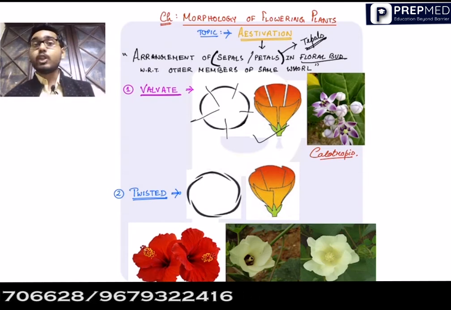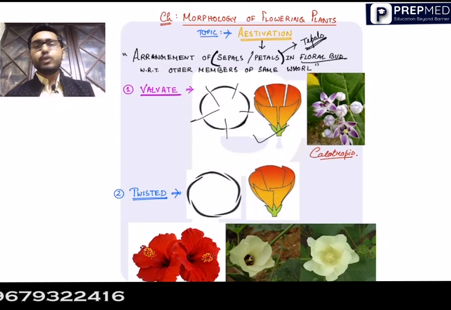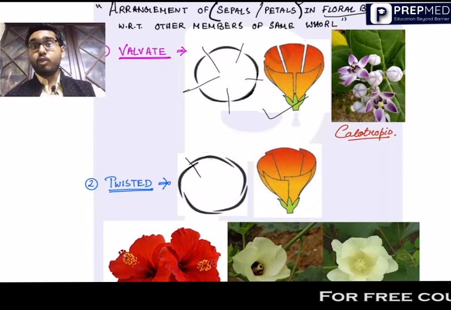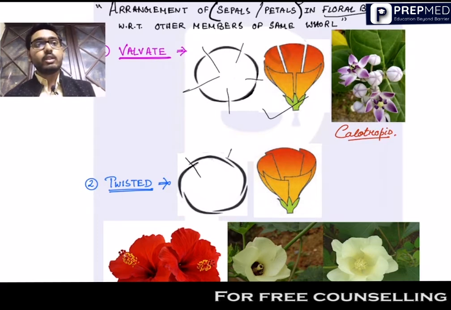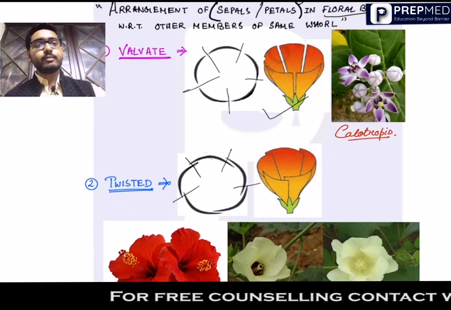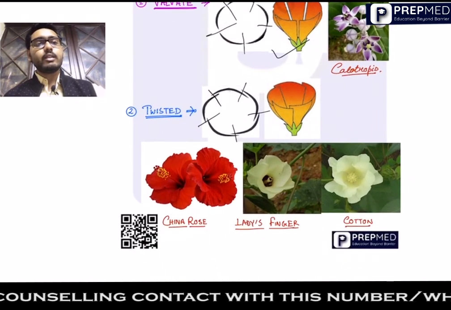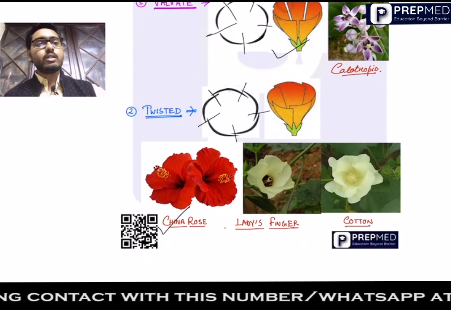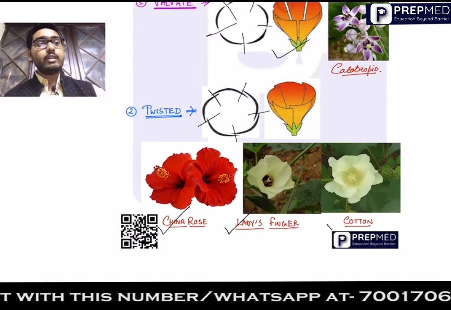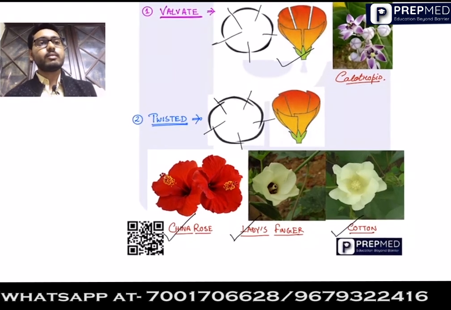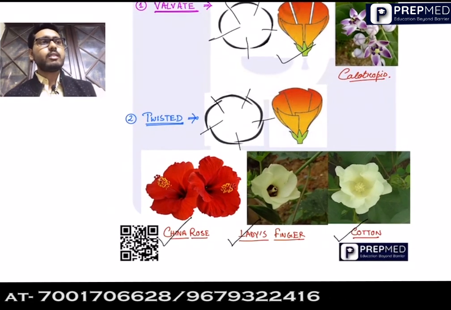Valvate, it's Calotropis. In twisted, they overlap each other. So here, if I draw this line, you can see that they have overlapped each other. Here they have all overlapped. And the examples are China rose, lady's finger, and cotton. So come to the next part.